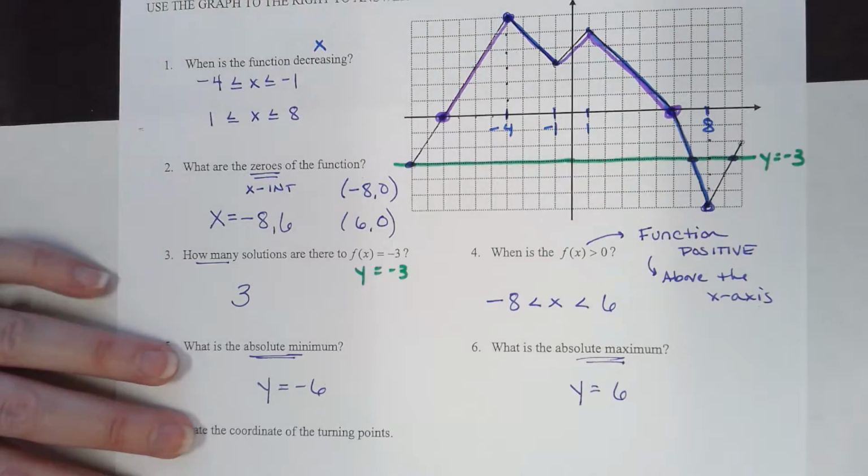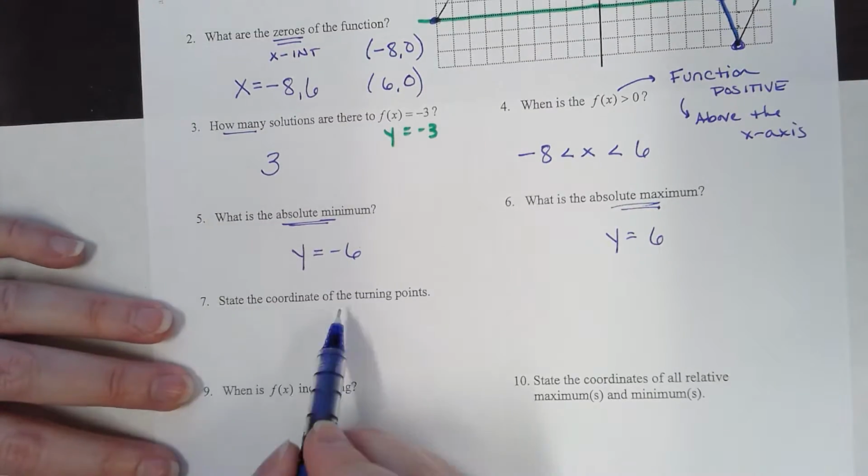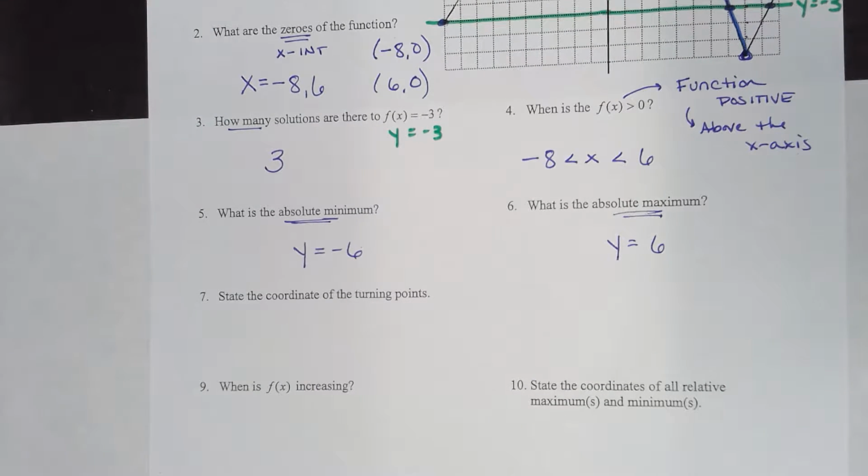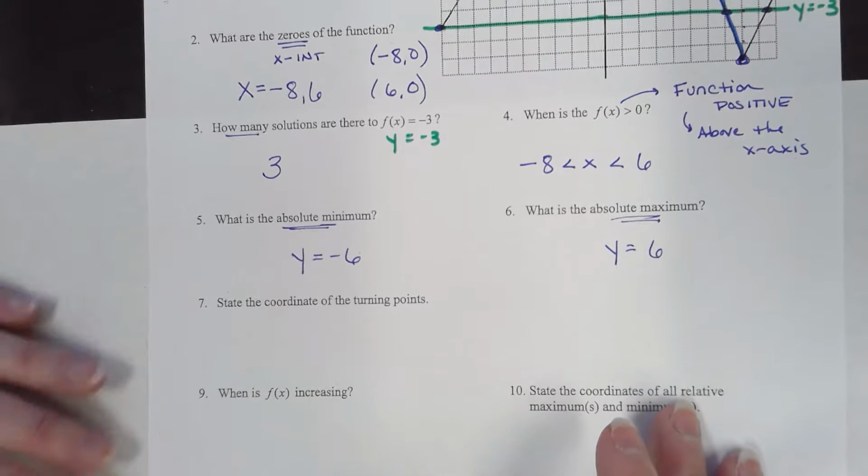Oh, that's at +6. All right. State the coordinates of the turning points. Now remember, turning points mean anytime you change direction. So you're changing from increasing to decreasing or decreasing to increasing.